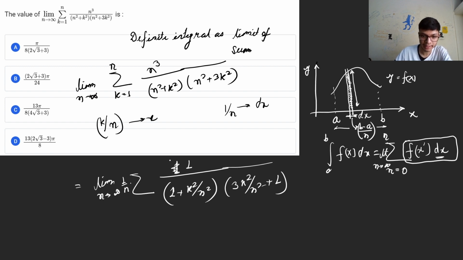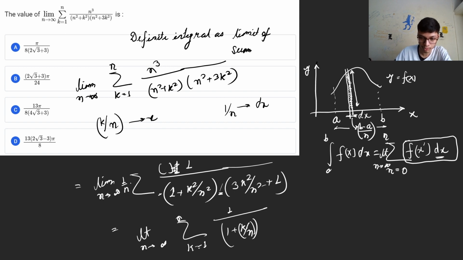What I did is basically, in the n to the power 4 over here, I took out n square common from each factor, and this n to the power 4 actually gets cancelled out with the n to the power 4 over there. So now this particular result is simplified as the limit n tending to infinity of the sum from k equal to 1 to n of 1 divided by 1 plus (k by n) whole square, into 1 plus 3 times k square by n square. So that is the result of the limit of summation.